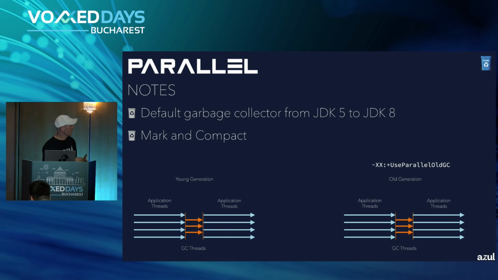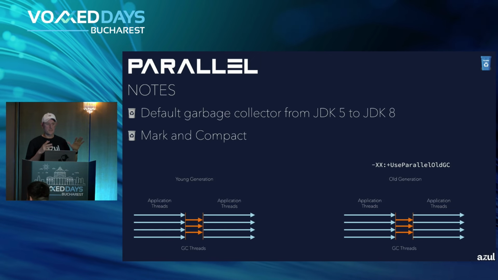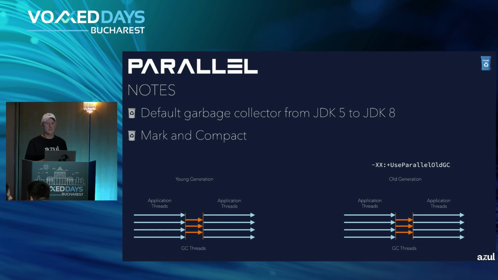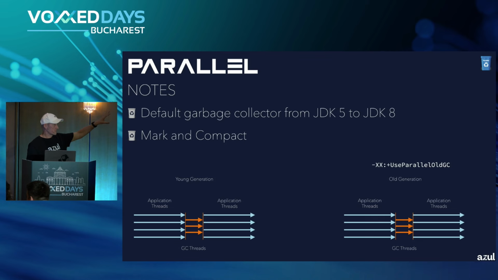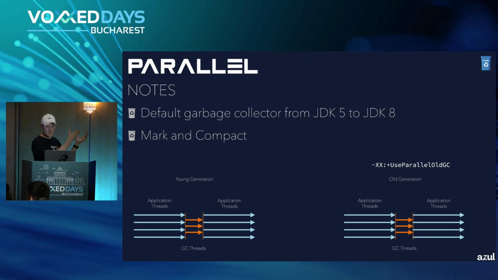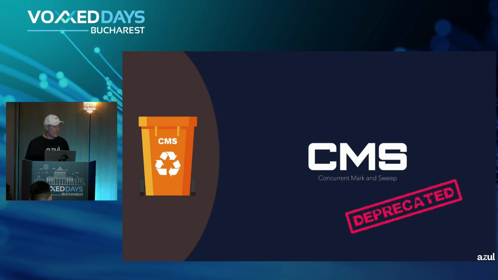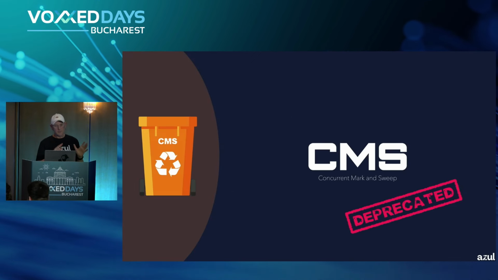So this was the default collector in JDK 5 to 8. Is someone still at 6, 7, or 8 in the audience? Because then this would be the default for you, right? These days it's G1, but at that time it was the parallel GC. All right. That leads me to CMS, concurrent mark and sweep.